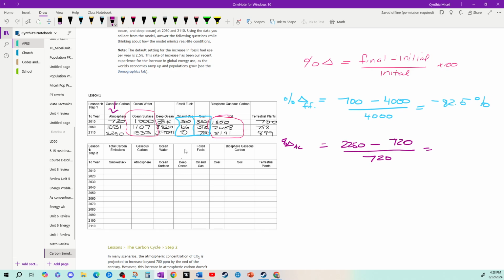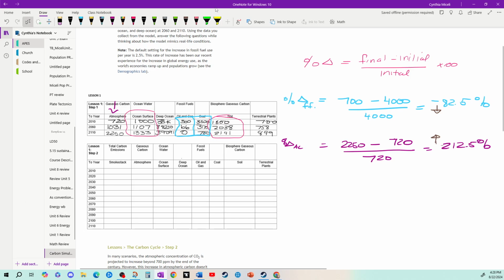2250 minus 720 equals, divided by 720, and I get, oh, times 100. I screwed up. It's okay, I can do it. Times 100. 2250 minus 720 divided by 720 times 100. 212.5% increase. So this is a decrease because of the negative sign, and this is an increase because of the positive sign here.